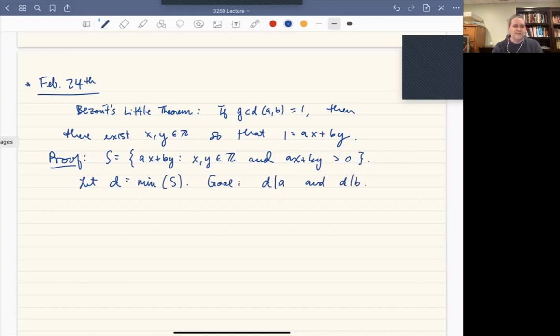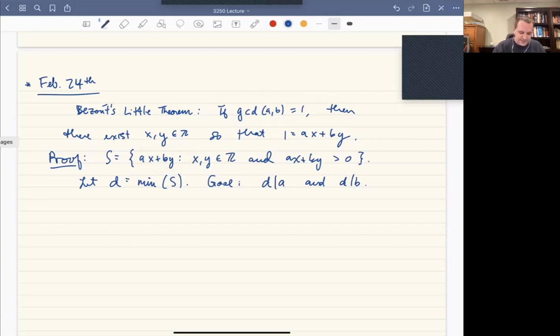And if you think about what S is, if S is a bunch of positive integers, if D is in the set, so D is a positive integer, and if D divides A and D divides B, and if A and B are relatively prime, then there's only one option left. D has to be 1. Okay, and so this will show that 1 is the smallest value in this set. In other words, 1 is equal to Ax plus By for some x and y. So that's our goal. That's our strategy. So D is the minimum of the set S.